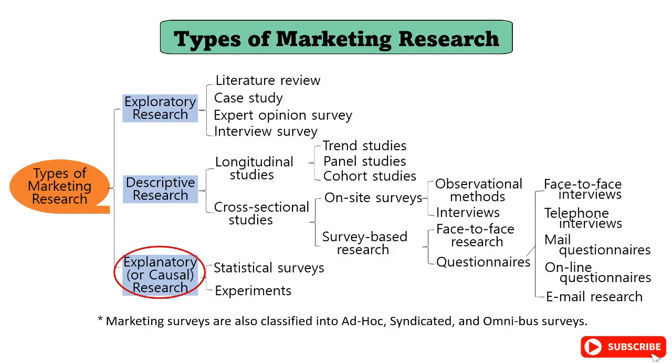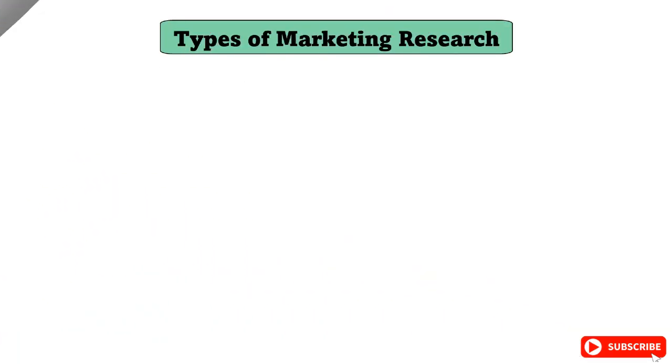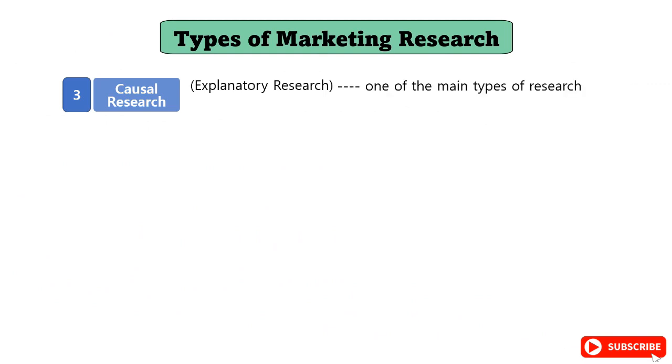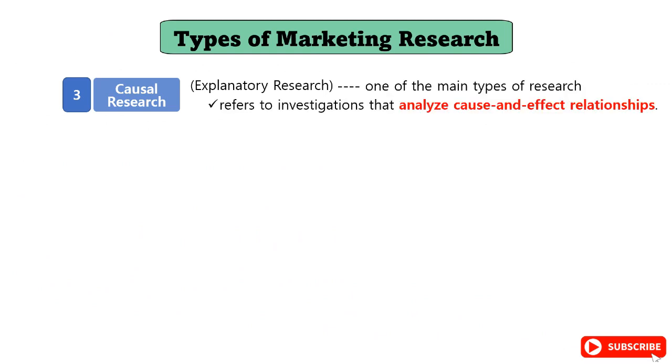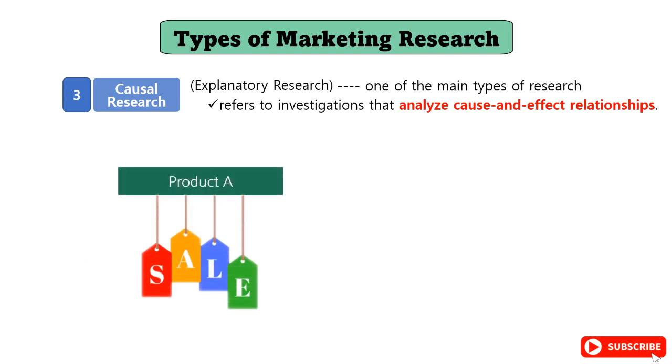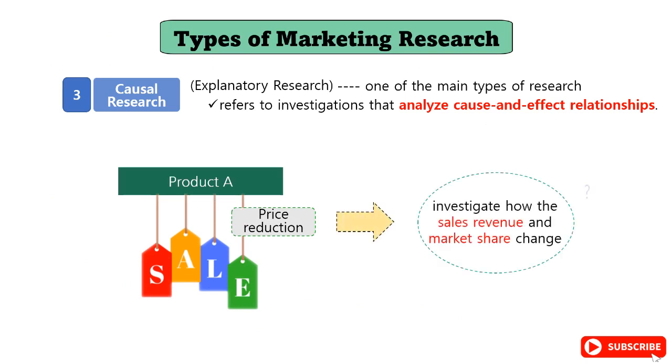Finally, let's discuss explanatory or causal research. Causal research is one of the main types of research, along with descriptive research. Causal research refers to investigations that analyze cause and effect relationships. For example, when reducing the price of a product, we investigate how the sales revenue and market share change.